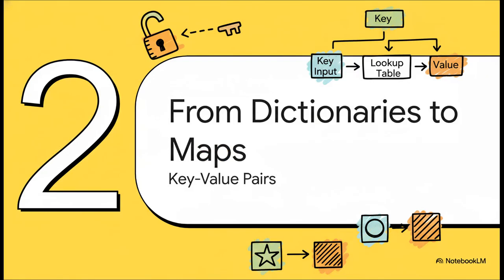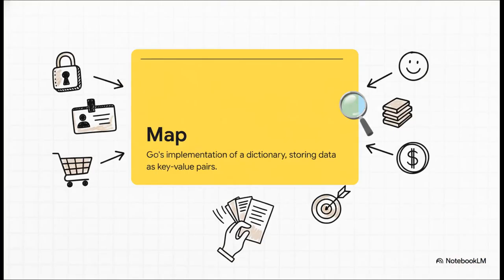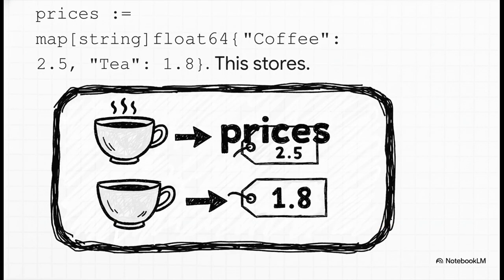Okay, so we've translated lists into slices. Easy enough. Now, what about that other must-have tool, the dictionary? You know, for when you need to store data with a unique key, not just by its position. In Go, a dictionary is just called a map. The idea is exactly the same. It's a collection where you store things as key-value pairs. This is your go-to for super fast lookups, like getting a user's email by their username, or looking up a product's price. And here's how you declare one.